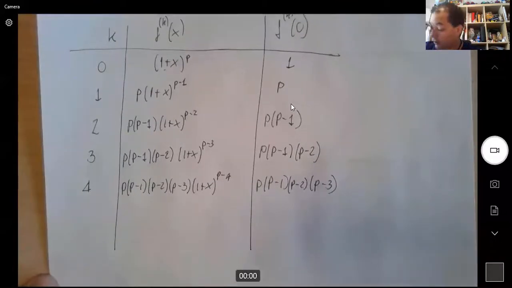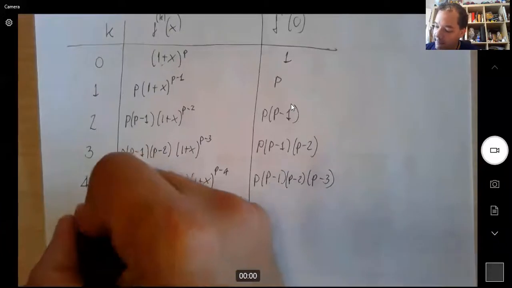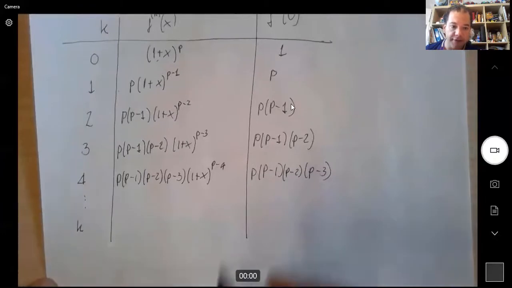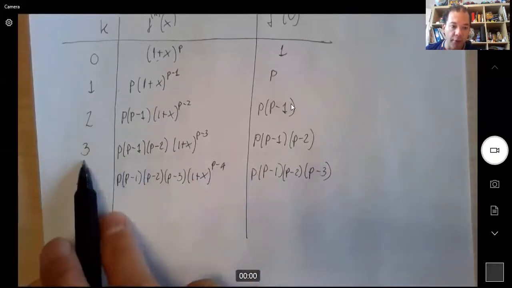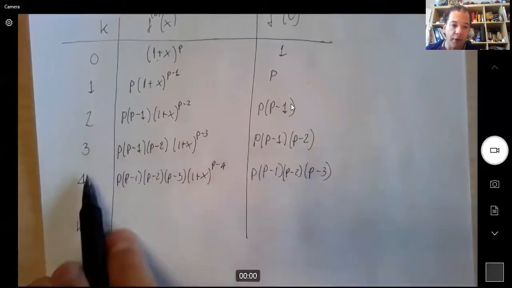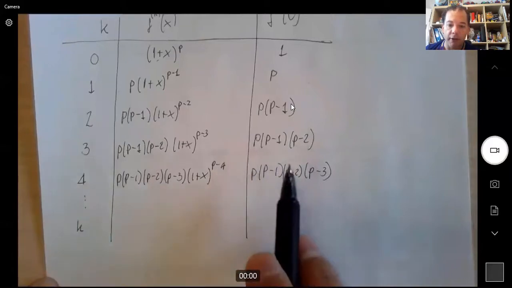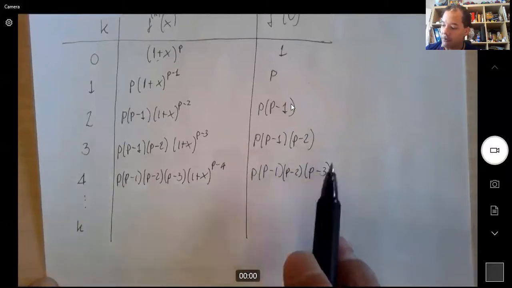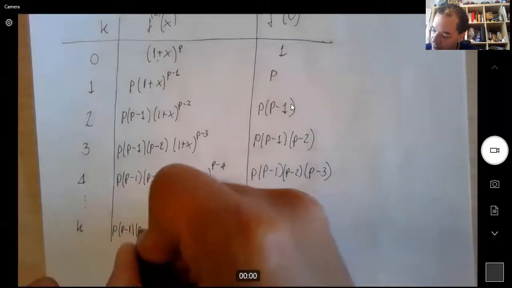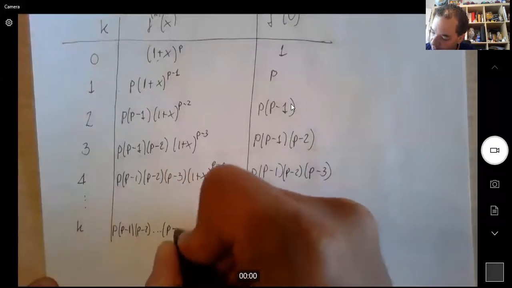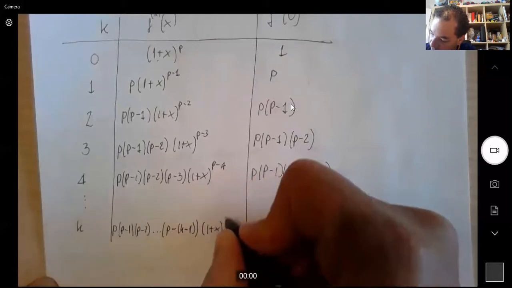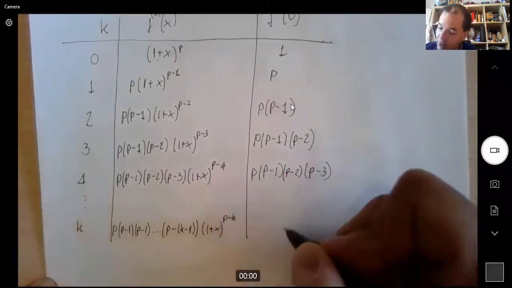Very good. So if we continue all the way to the kth one, let's see if we can write it in general. So what would be the kth one? Well, let's see, what's the pattern? When we go to 3, we go p, p - 1, p - 2. We stop one less. When we go to 4, we go p, p - 1, p - 2, p - 3. We stop at 3. So we stop at one less, right? So for k, it's going to be p(p - 1)(p - 2), all the way to p minus one less than k, and then (1 + x) to the power p - k.